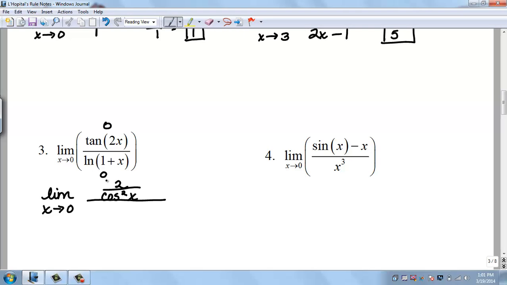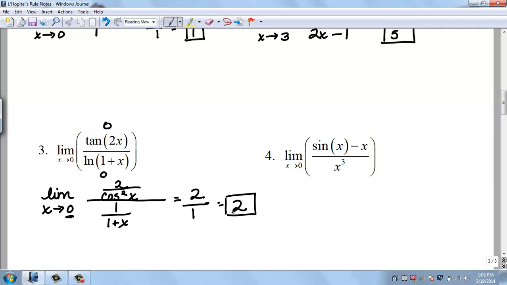Now the derivative of natural log is 1 over 1 plus x, and then you take the derivative of the inside, which is 1. Now, plug a number in. Plug the 0 in to see if it works. Cosine of 0 is 1, so the top is 2 over, if I put a 0 in here, 1 over 1 is 1, so my limit is 2.